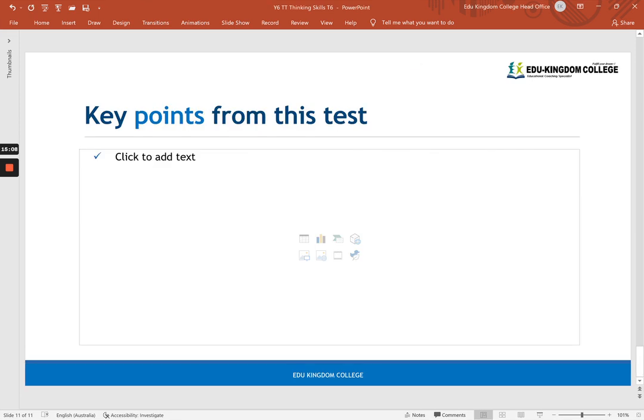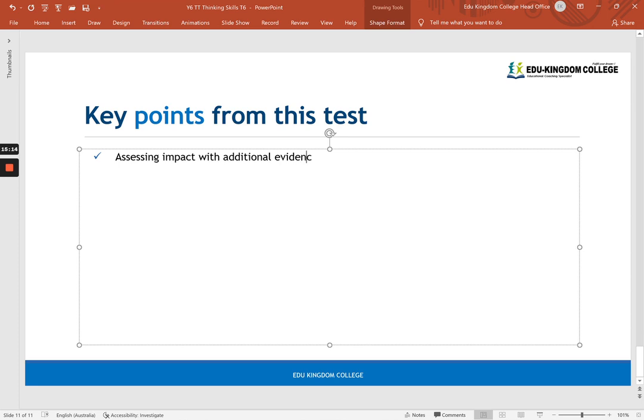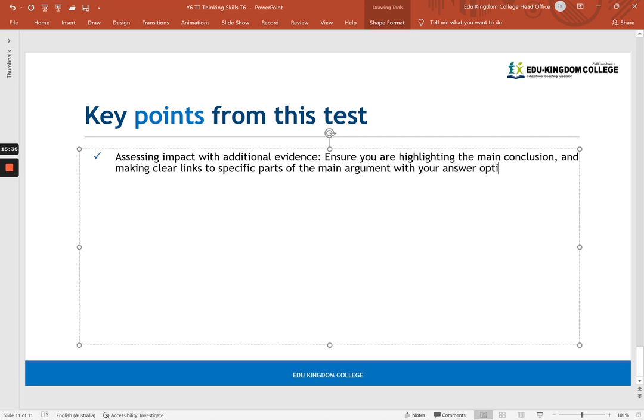Okay, key points from this test. For assessing impact questions, okay, additional evidence. Ensure you are highlighting the main conclusion and making clear links to specific parts of the main argument, okay, with your answer options.